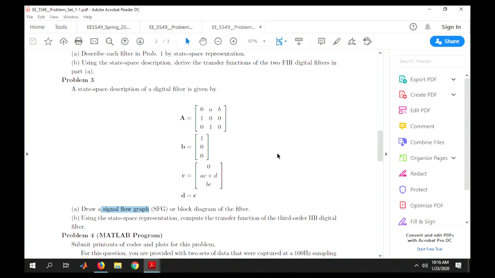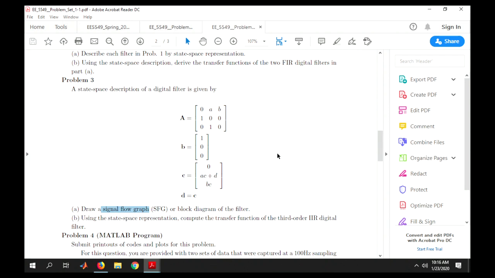Okay. So, that should at least help you complete the problems 1 to 3. The last problem is a MATLAB problem, and we'll talk about that after I complete this topic. Okay.